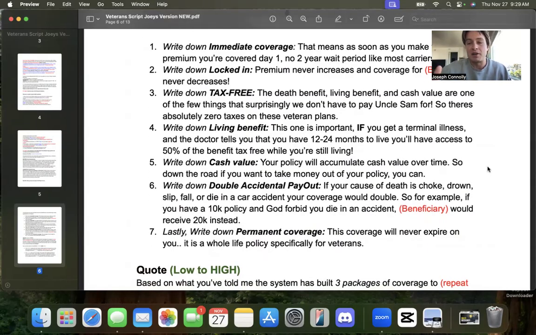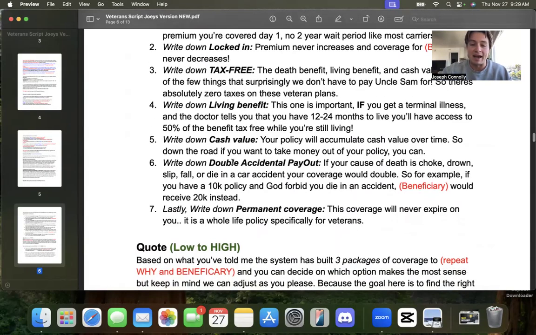You can also write down cash value. And cash value simply means that your policy will accumulate cash value over time. So down the road, if you ever want to take money out of your policy for whatever reason, you always can at your own discretion.